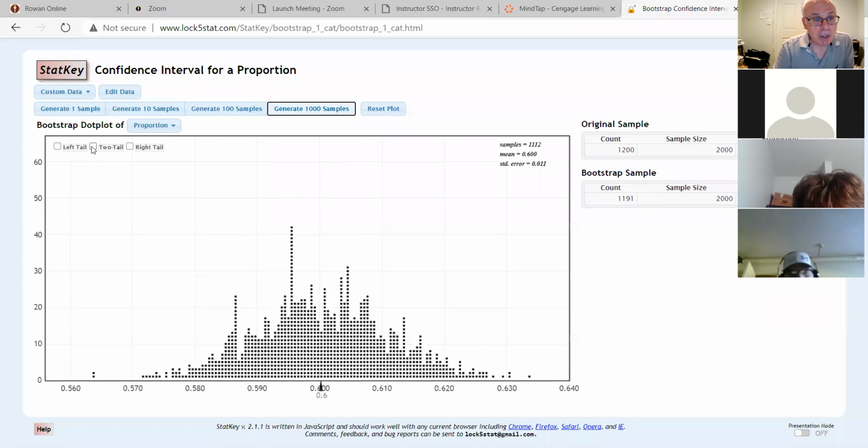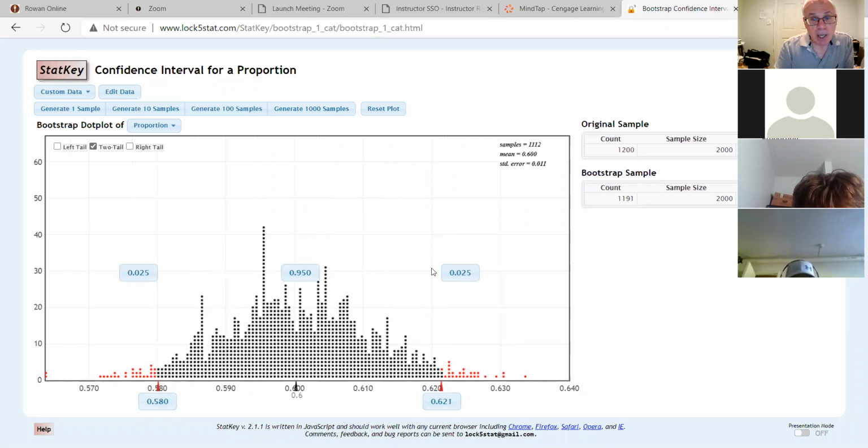We click the two-tail button right here. We end up getting an estimate of the population proportion. The original sample that we had was 2,000 people. Maybe the population has 10 million people instead of 2,000 people. And we took a random sample of 2,000. We got 1,200 people saying yes. So they like Canada Day.